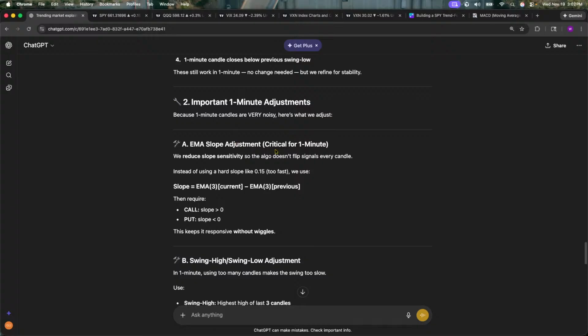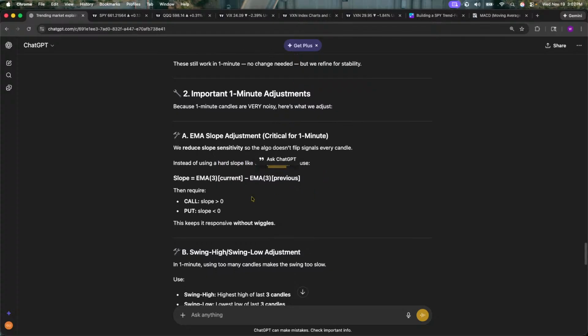The EMA slope adjustment is critical for 1 minute. We should reduce the slope sensitivity so the algo doesn't flip signals every candle. Instead of using a hard slope like 0.15, we should use, again, if I'm going too fast, y'all let me know, but I think I'm going at a moderate pace. You hear? The slope equals the current EMA 3 minus the previous EMA 3. Then require the call slope to be greater than 0 and the put slope to be less than 0. This keeps it responsive without wiggles.